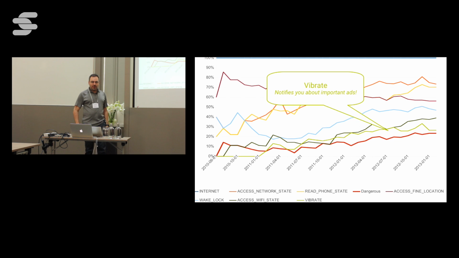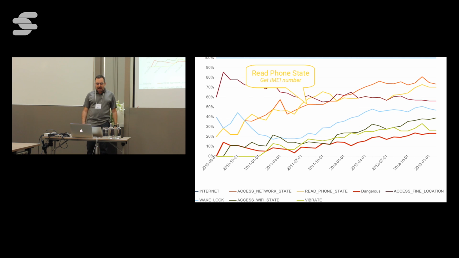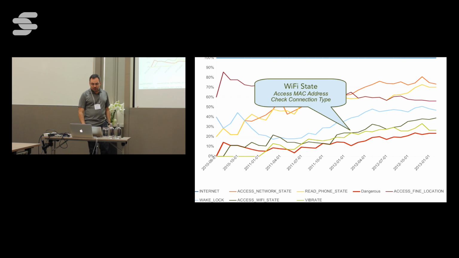A significant number want to vibrate at you. You have an ad. Is that annoying? Many of them are looking for unique numbers in order to be able to identify you across apps. So that could be your IMEI. They're also looking for unique numbers they can get from your Ethernet MAC address and other ways of scraping your system to look for things to profile you.